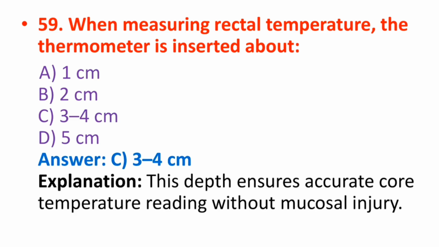When measuring rectal temperature, the thermometer is inserted about option A, 1 centimeter. Option B, 2 centimeter. Option C, 3 to 4 centimeter. Option D, 5 centimeter. The correct answer is option C, 3 to 4 centimeter. This depth ensures accurate core temperature reading without mucosal injury.